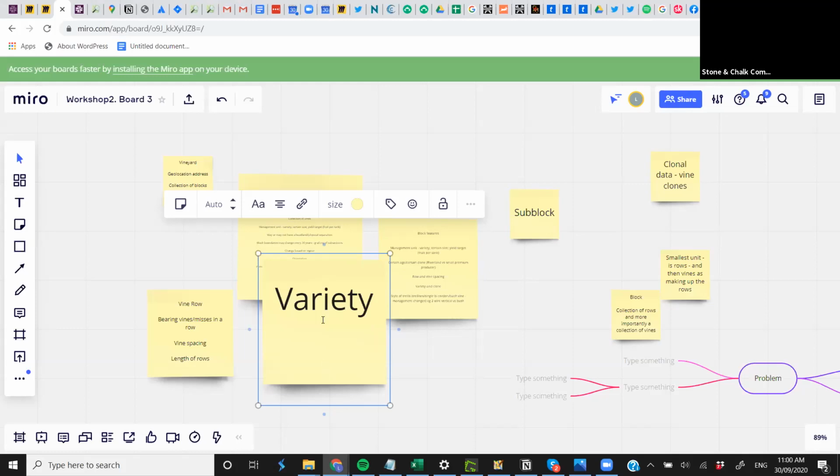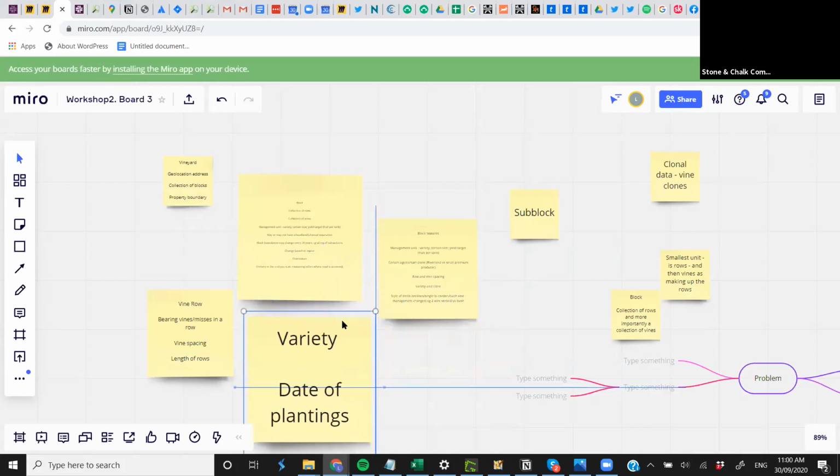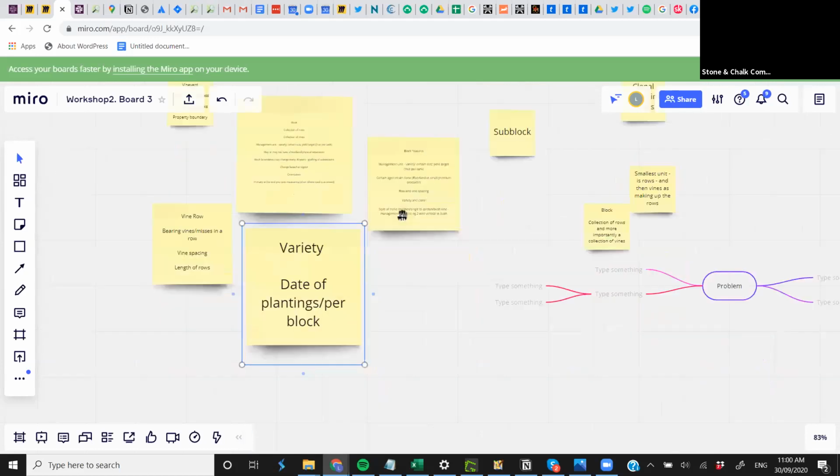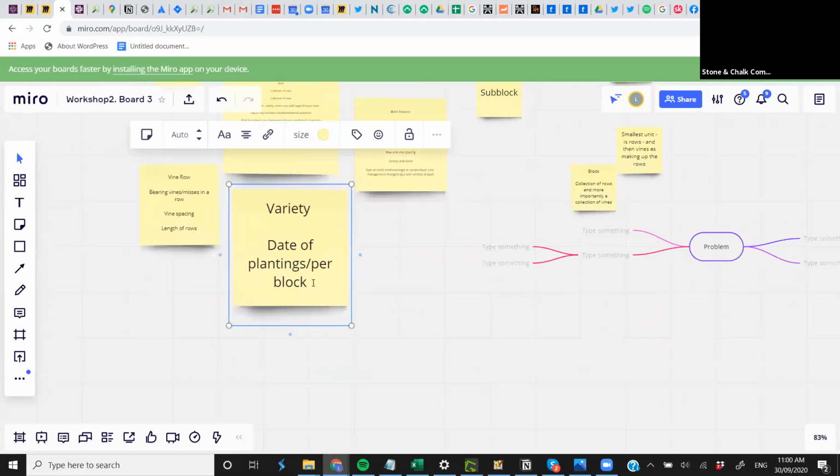So I think we had age planted or date planted. Age of vines. Just the date of planting's fine. Is the date of planting, realistically, per row? Per block. And for old vineyards, that data is more subjective than objective. It's not objective. It's generally guessed over the years.